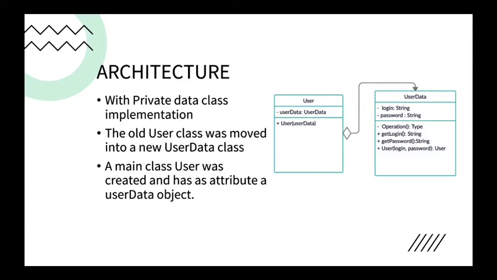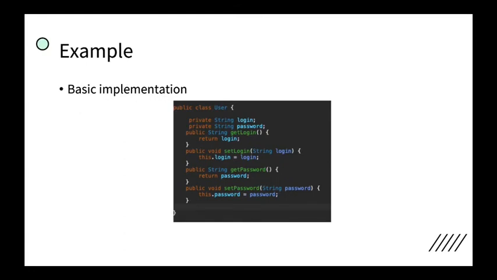So now let's have a look at the implementation using the Java programming language. This is the basic implementation. We can see that we have the private login and password and the normal getter and setter with the constructor. No, actually we don't have a constructor in this class.